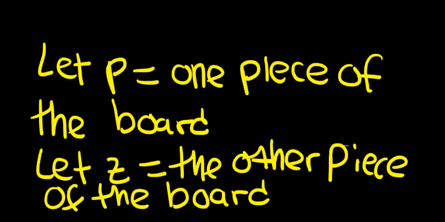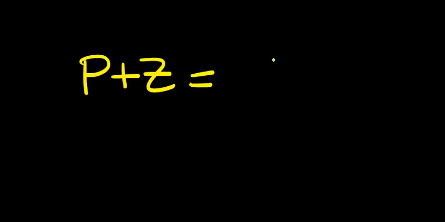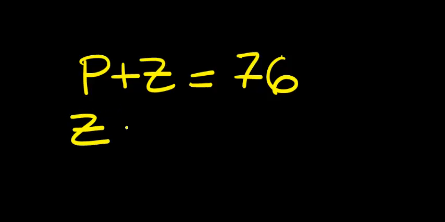Next, we had our equation where P plus Z equals 76. But I don't want an equation where I have two different variables. I need to have an equation that just has one variable. So let's read the problem again. One part is 5 inches less than twice as long as the other part.